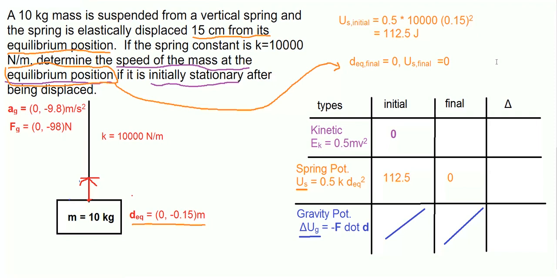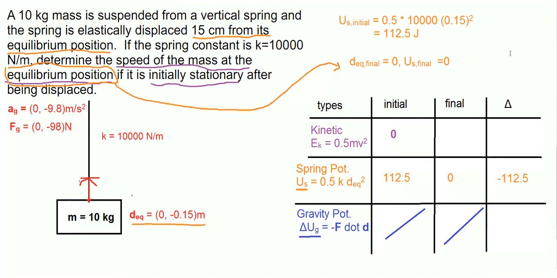Now, lastly, working our way across the row, it is also possible for us to fill in the change in potential. We know that the final potential is 0. We know that the initial potential is 112.5 joules. So we can fill in the change in spring potential simply by taking final and subtracting initial. 0 minus 112.5 is simply negative 112.5 joules. And for this orange spring potential column, we've actually filled the entire thing in.